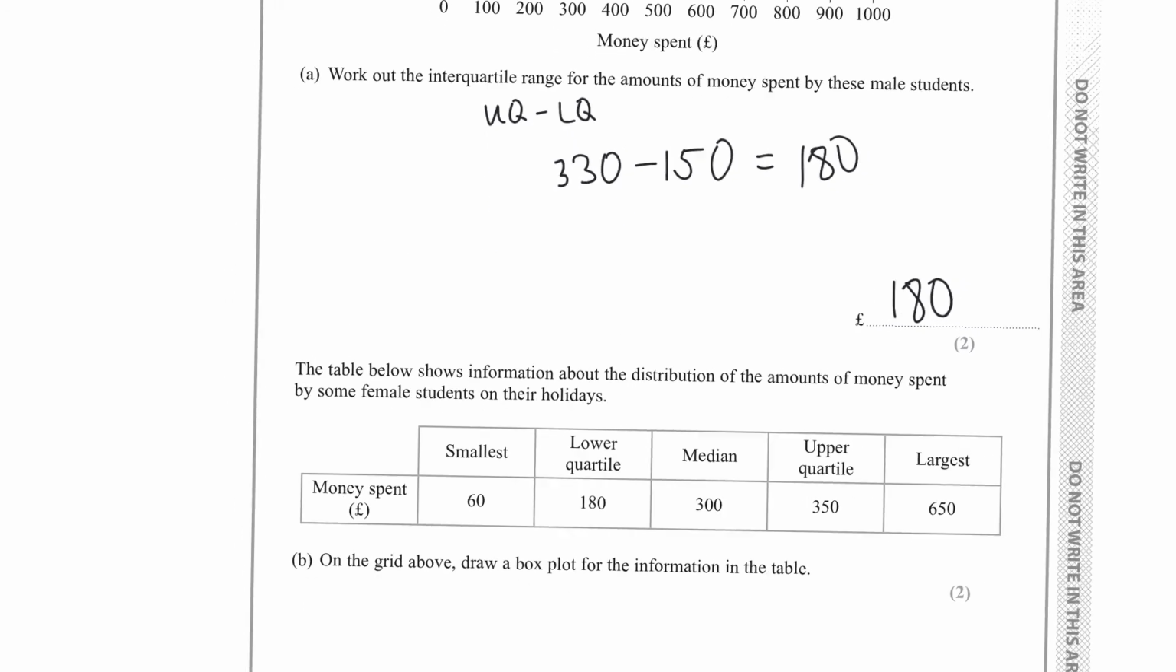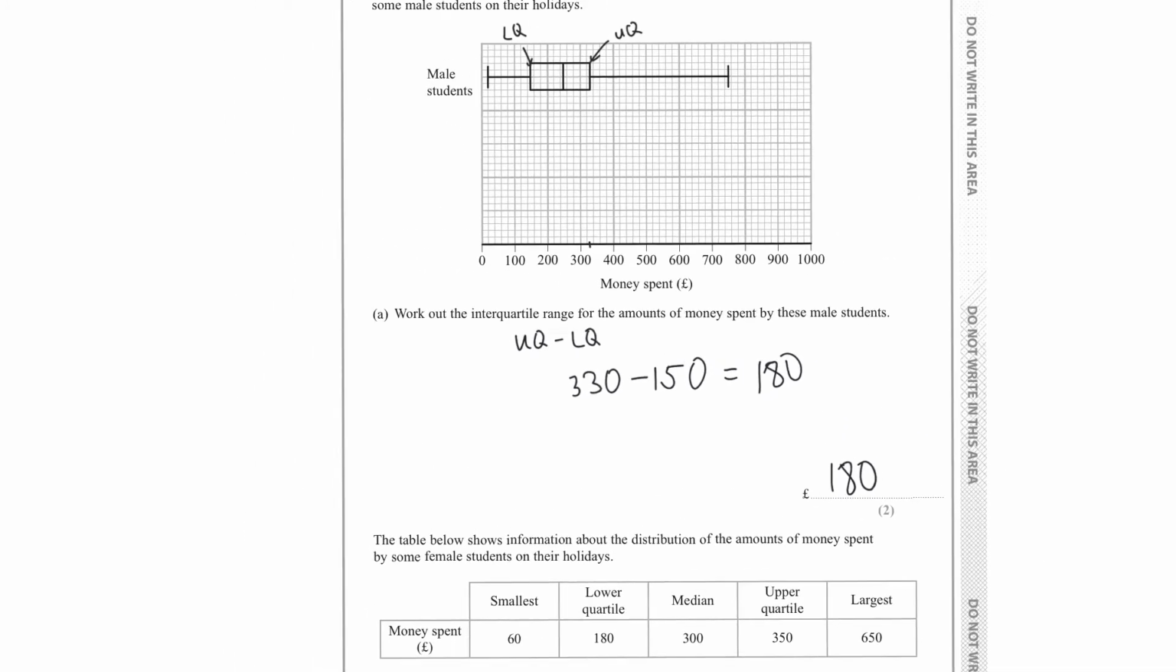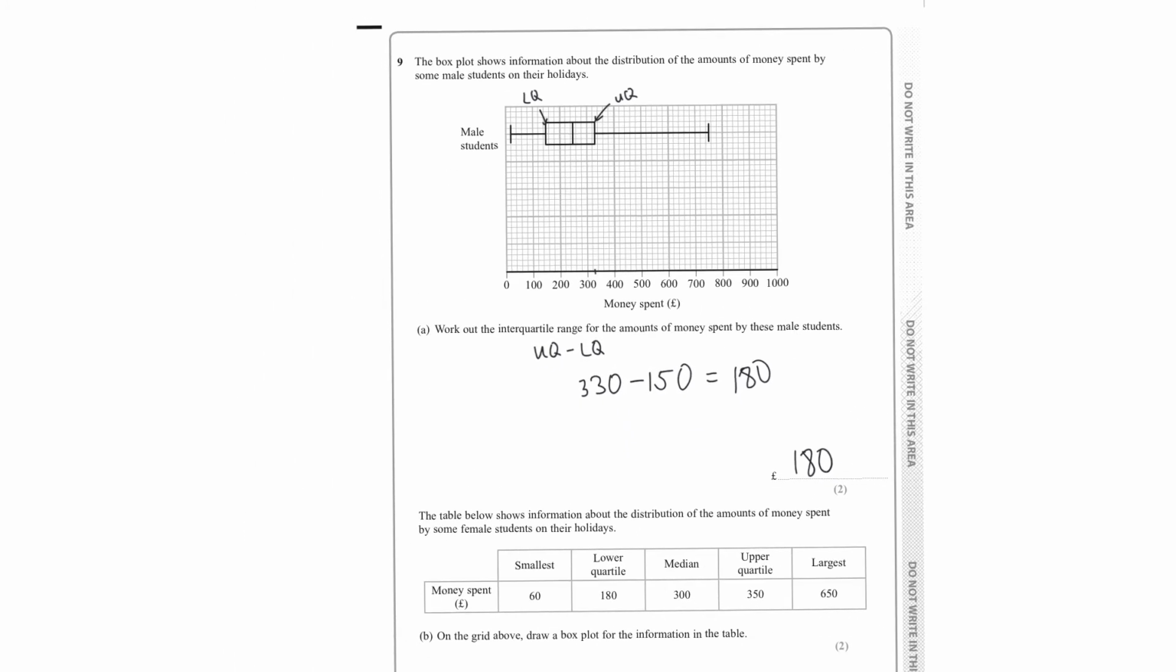And then if we have a look at part B, it's given us another table. It's given us information on the distribution of amounts spent by females on their holiday. For the first graph, we look above. I'm just zooming out so you can see. The first one we're comparing is males. This one is comparing females. And it just wants us to draw a box plot for the data for the females.